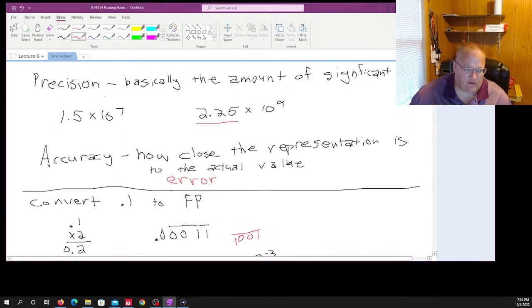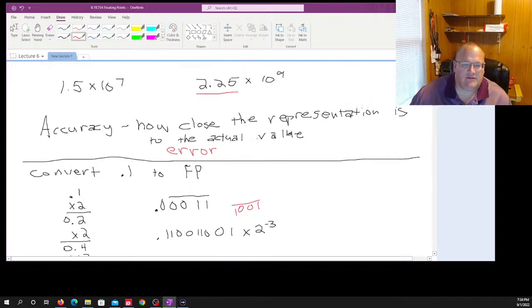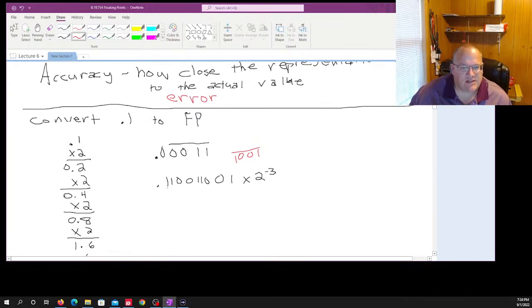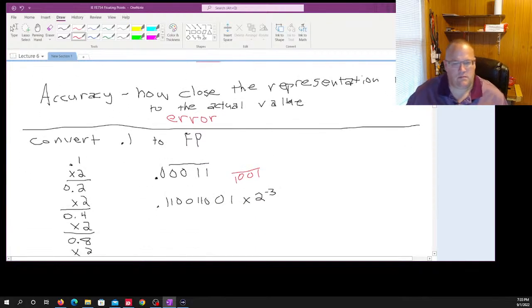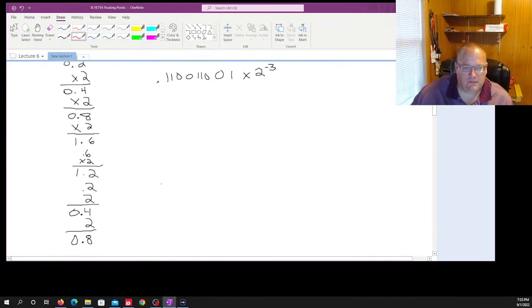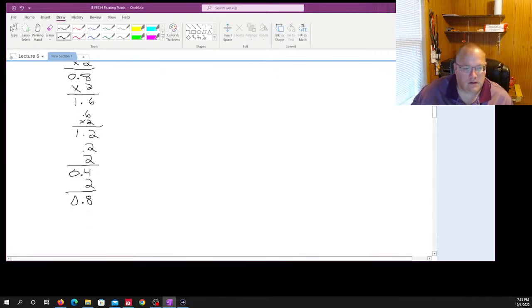Precision is not a measure of error. It's a measure of how much representation you actually have. So in this case here, I could say there are 9 bits of precision here. So how much precision is it? Well, it's 9 bits of precision in base 2. That describes those two things.